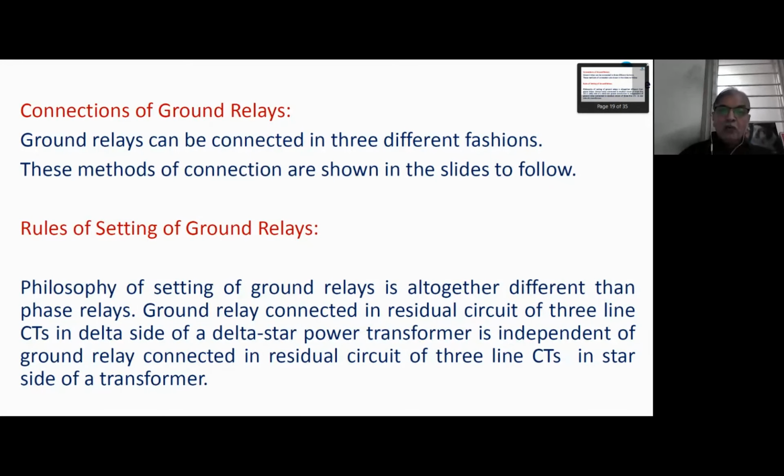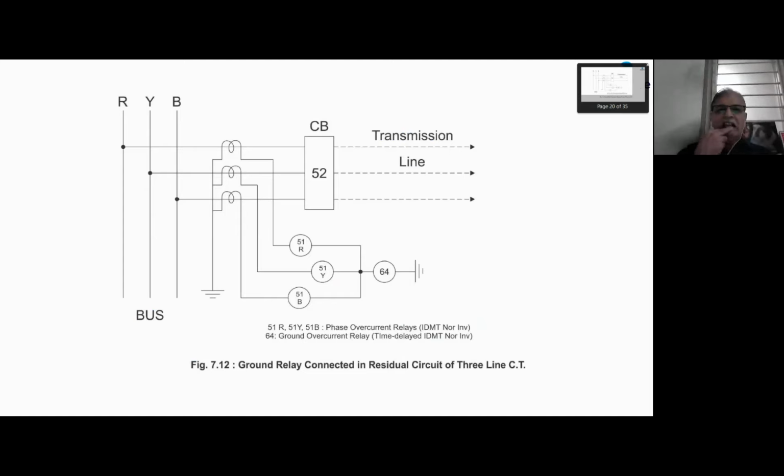So to filter them out, you connect delta star, but the problem is then the ground relay on delta is blind for L2G fault on star. So these are the difficulties. The solution of all these difficulties cannot be discussed in such a short session, right? And you have to refer to module 3 of IDMT, power system protection, which is already uploaded.